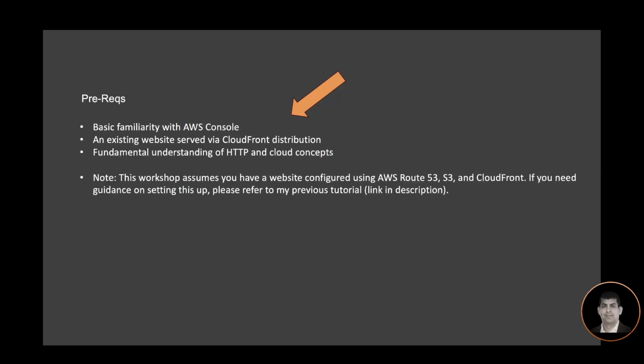The prerequisite for this workshop is simply basic familiarity with the AWS console, an existing website served via a CloudFront distribution, and a fundamental understanding of HTTP and cloud concepts. This workshop assumes that you have a website configured using AWS Route 53, S3, and CloudFront. If you need guidance on setting this up, please refer to my previous tutorial. Link is in the description.